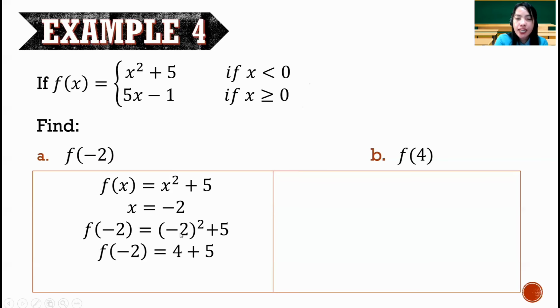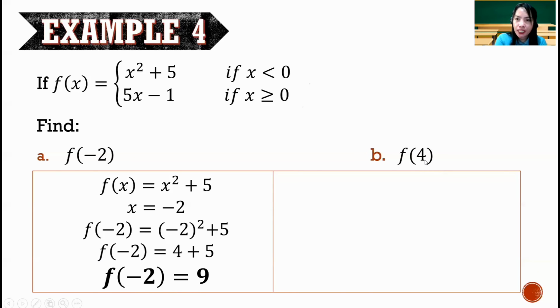Meaning of this, -2 times -2. That is equal to the quantity -2 squared. So that will be +4 plus 5. 4 plus 5 is 9. Final answer, f of -2 is equal to 9.